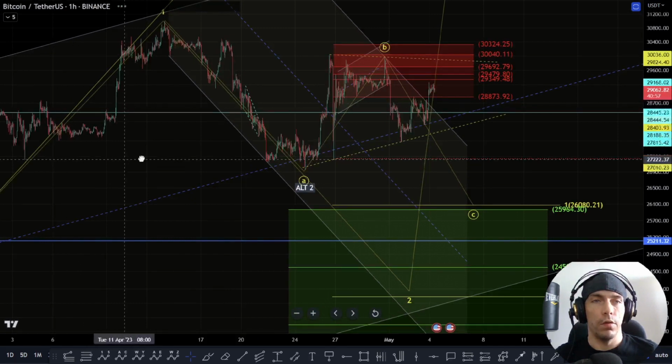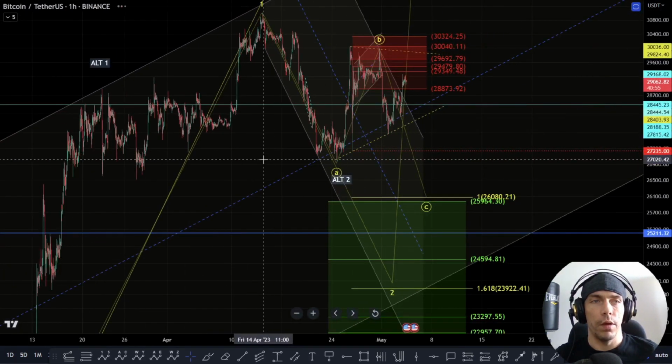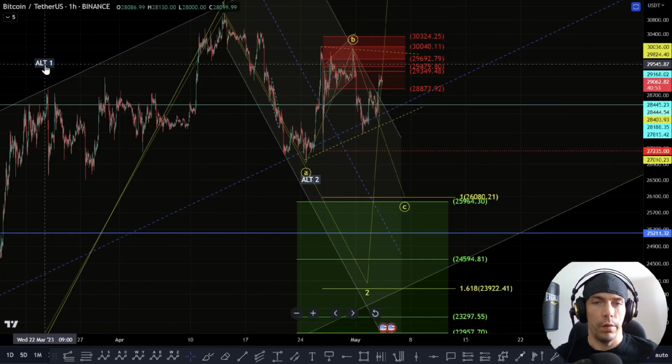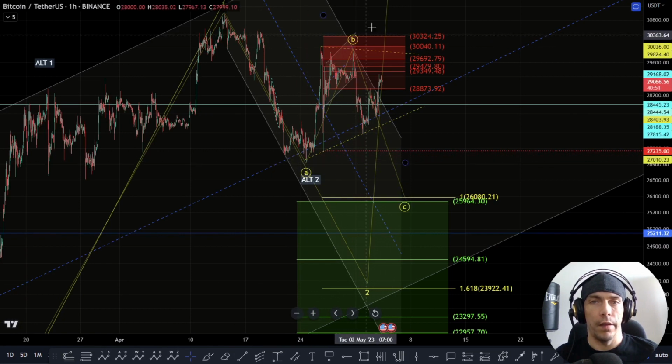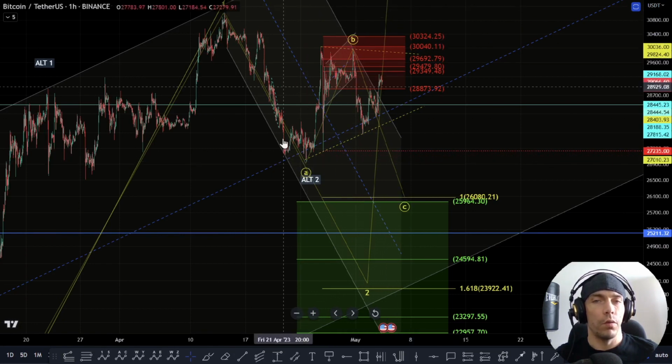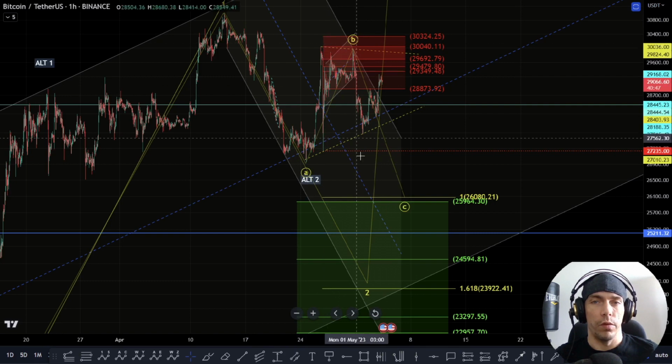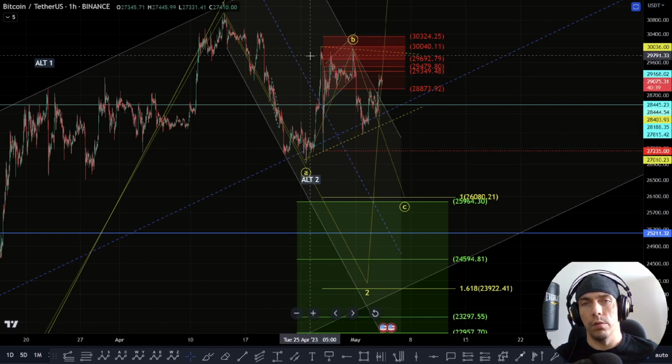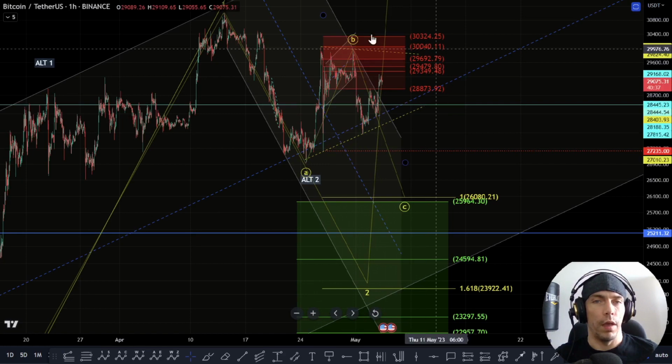Now, the other thing we need to look out for is the other potential way of counting this. We're looking at this as a wave one into here. This is a flat and then actually looking to push up. So we need to just keep an eye on these moves to the upside, even though at the moment they are looking very corrective. We need to just be aware that we could actually look at this move with a flat correction in here, and this could be starting to build for a push to the upside.